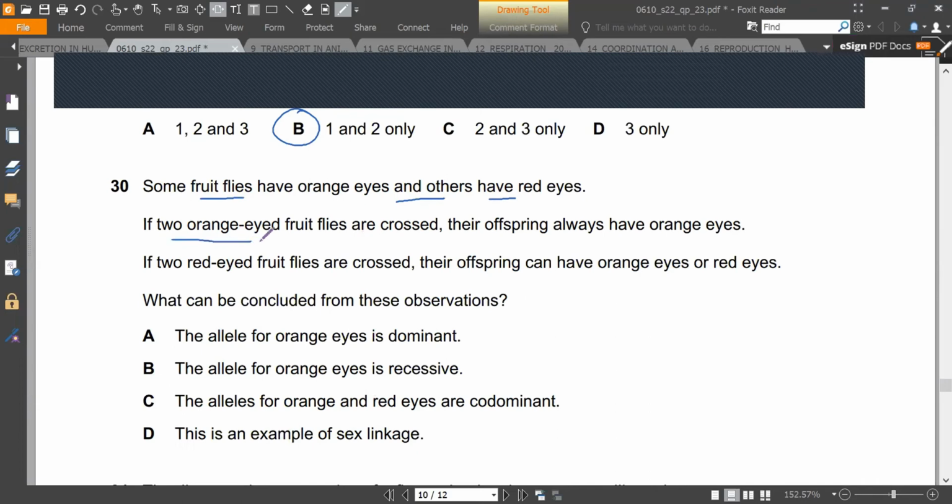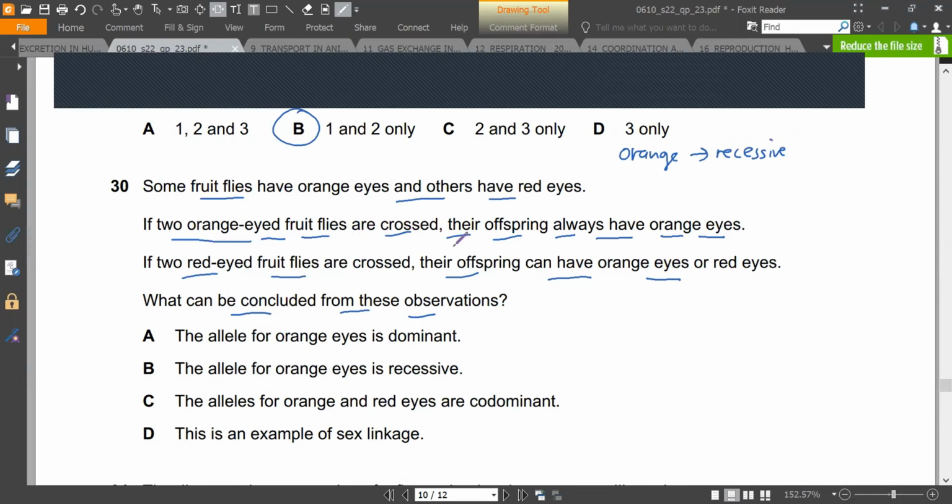Next, some fruit flies have orange eyes and others have red eyes. Two orange-eyed fruit flies are crossed, and their offspring always have orange eyes. Two red-eyed fruit flies are crossed, and their offspring can have orange eyes or red eyes. What can be concluded from these observations? If two orange-eyed fruit flies are crossed, their offspring always have orange eyes. So this tells us that orange is recessive.